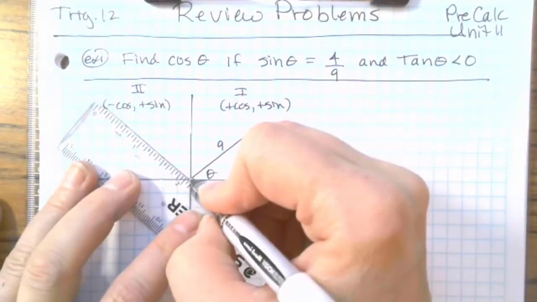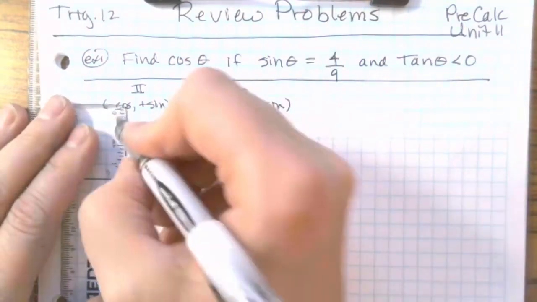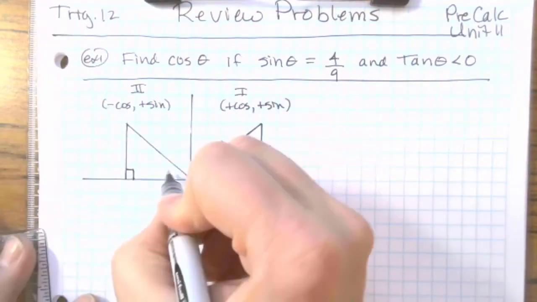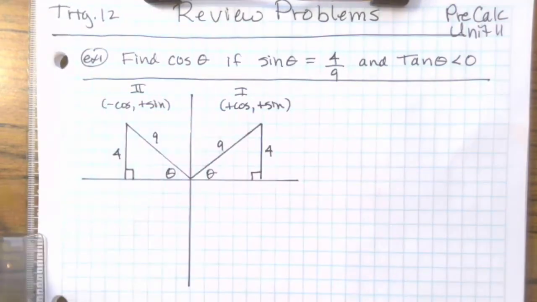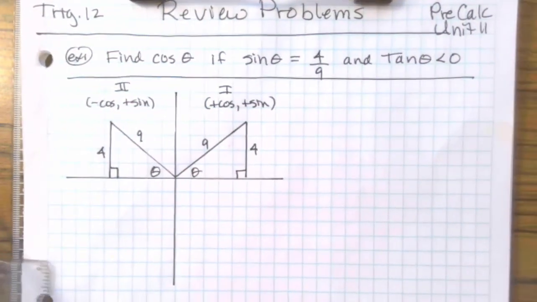But it could also be in quadrant 2 because sine is also positive in quadrant 2, in which case 4 would be opposite, 9 would be hypotenuse. So which one is it? This is where the second piece of information comes in handy. We need to know where tangent is less than 0.